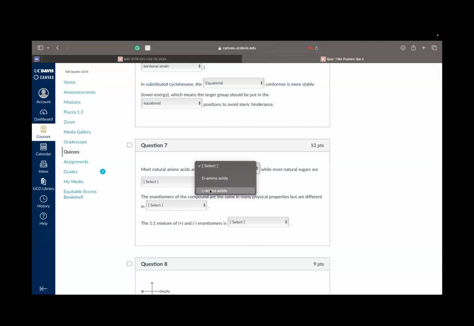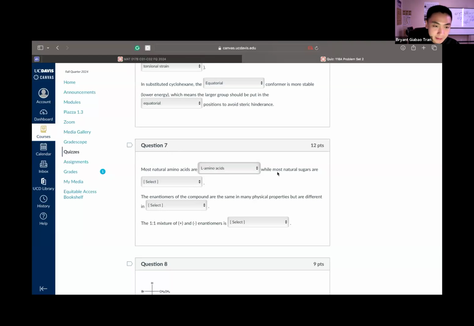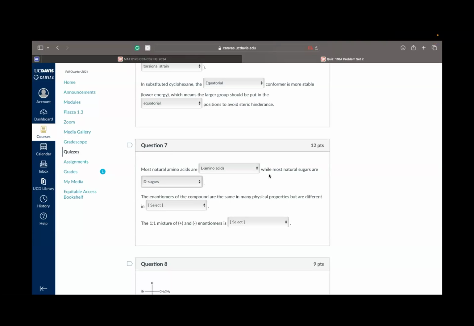So it's just about polarized light? Yeah, L amino acids rotate plane polarized light counterclockwise, and D rotates it clockwise to the right. And D is dextrorotatory, L is levorotatory. While most sugars are D sugars, yeah.